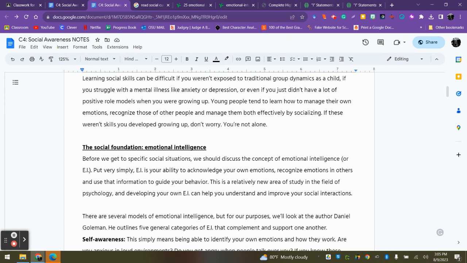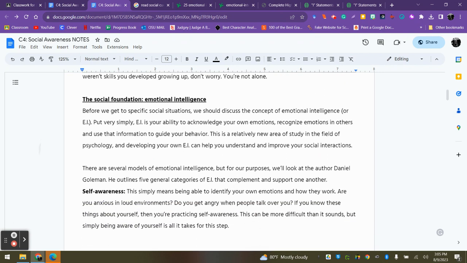If you struggle with a mental illness like anxiety or depression, or even if you just didn't have a lot of positive role models when you were growing up. Young people tend to learn how to manage their own emotions, recognize those of other people, and manage them both effectively by socializing. If these weren't skills you developed growing up, don't worry, you're not alone.